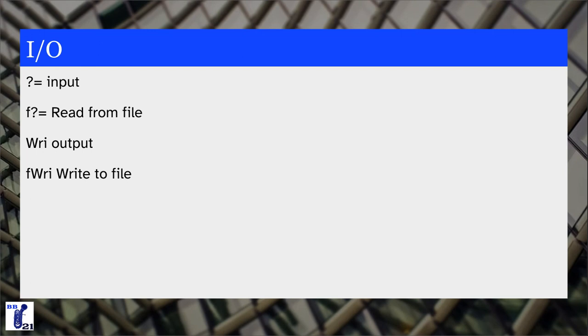Now, we're going to talk about input-output. The question mark equal to is what I alluded to earlier, and it allows you to input from the user, typing in a line of code. The F question mark equal to is similar to question mark equal to, but allows you to read from files. Write is how you write stuff to the screen, and it's your main way of outputting. And fwrite allows you to write to a file.